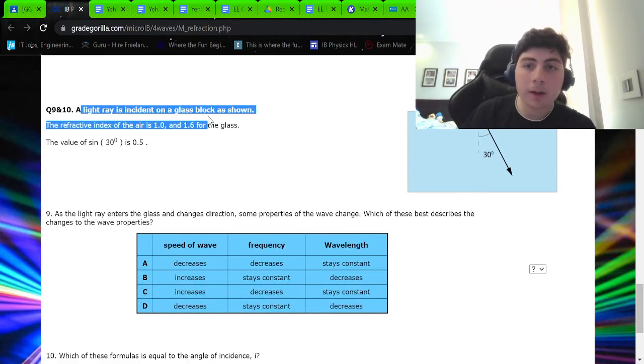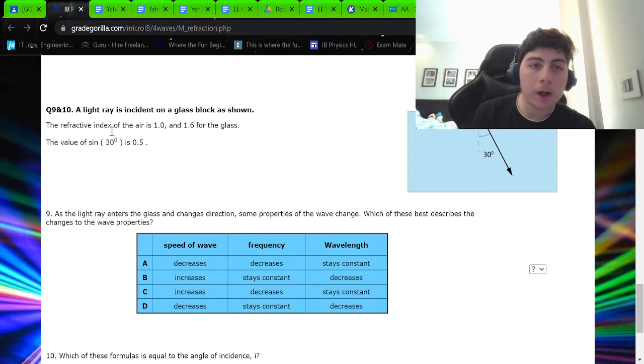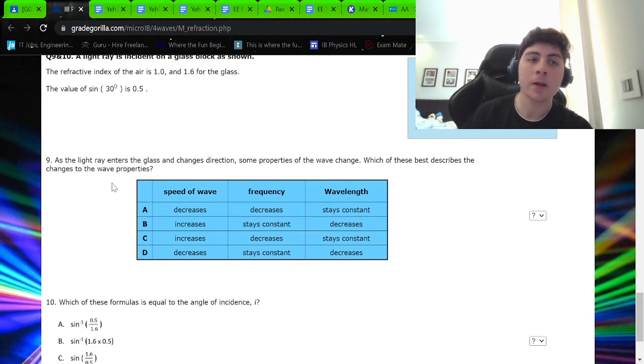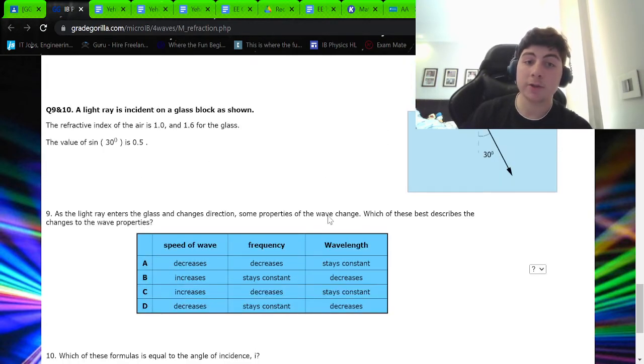Light rays on the glass block are shown. Refractive index of air is 1 and 1.6 for the glass. The value of sine 30 is half. As the light enters the glass and changes direction, some properties of the wave change. Which best describes the changes to the wave properties? Frequency never changes, so eliminate A and C immediately. So frequency stays constant. The speed of the wave, it's going slower. It's going into the glass, so it's going to decrease. And then we got our answer, D.